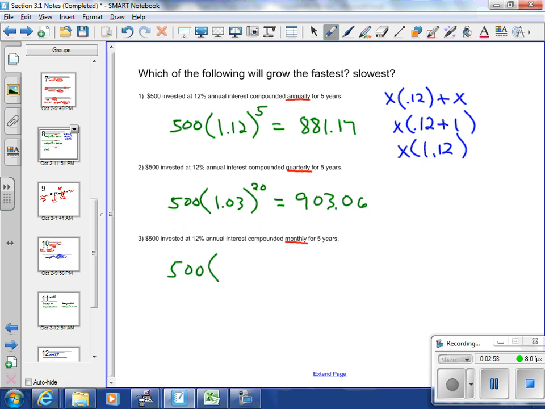The last of the three here, this is $500, 12% annual interest, but we're going to compound monthly, which means 12 times a year. So I have to take my 12% and divide it by 12. Well, that's 1%. So 1.01 monthly for 5 years. 12 times a year for 5 years is going to be a total of 60 times. So I take 500 times 1.01 to the power of 60, and I get $908.35.